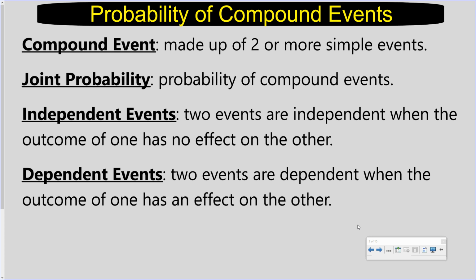Dependent events happen when the outcome of the first does have an effect on the second. So that's like drawing cards from a deck without replacing them. Depending on what comes out the first time, the probability for the second card may change. Go ahead and pause this if you need more time on this screen. I'm going to keep moving.